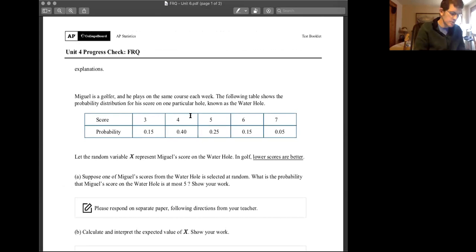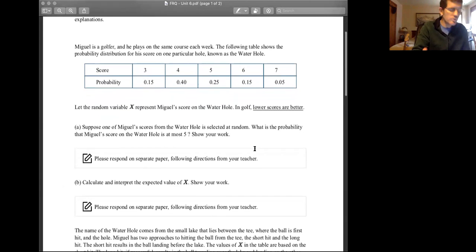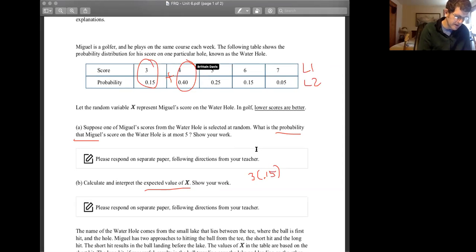This one was somewhat complicated. The first two, I would argue, are not complicated. I hope the first two are not complicated because in this one, it's a basic probability problem. But the second one, expected value, you can find it by creating list 1 and list 2 on your calculator. You could also just do 3 times 0.15. So it's these two multiplied together plus these two multiplied together and so on, plus 7 times 0.05. So once you do that, you can get your expected value. But your calculator does it very quickly.